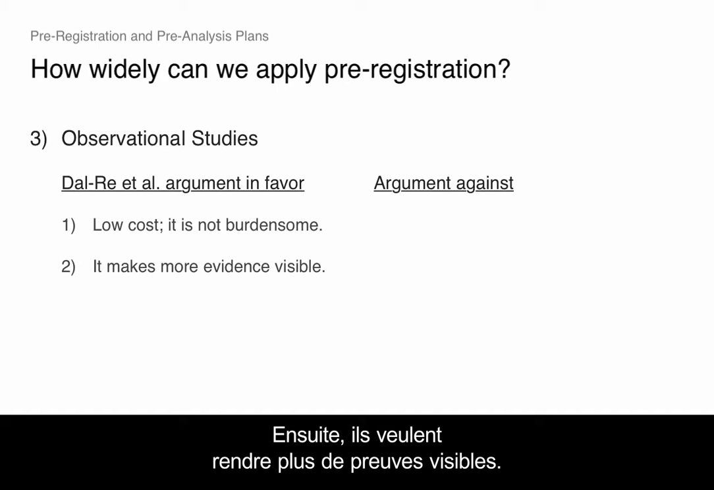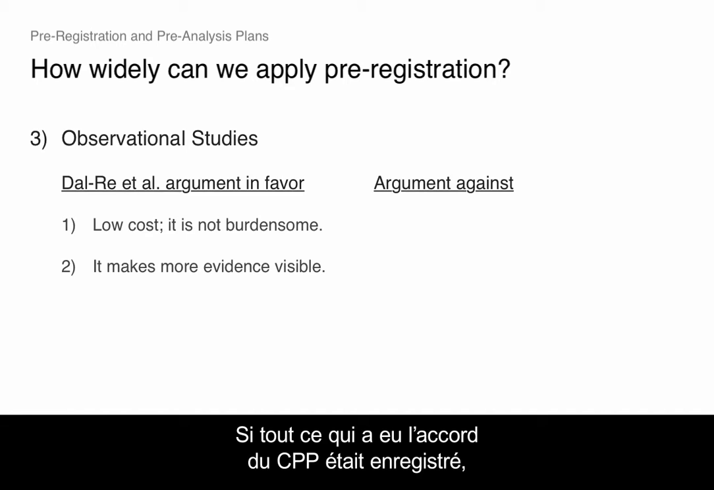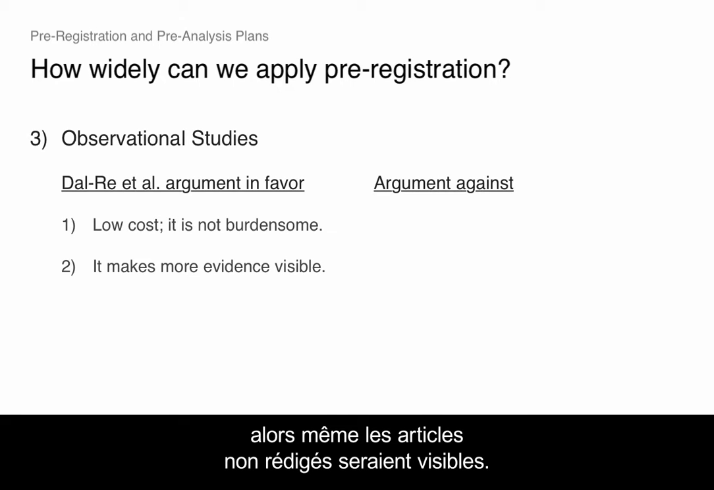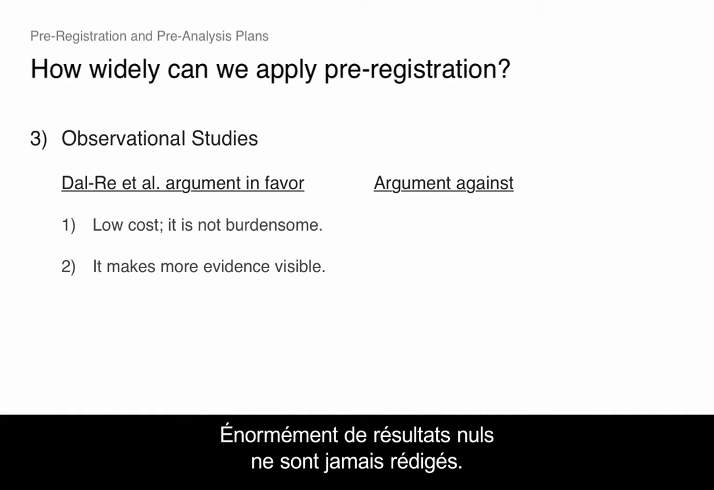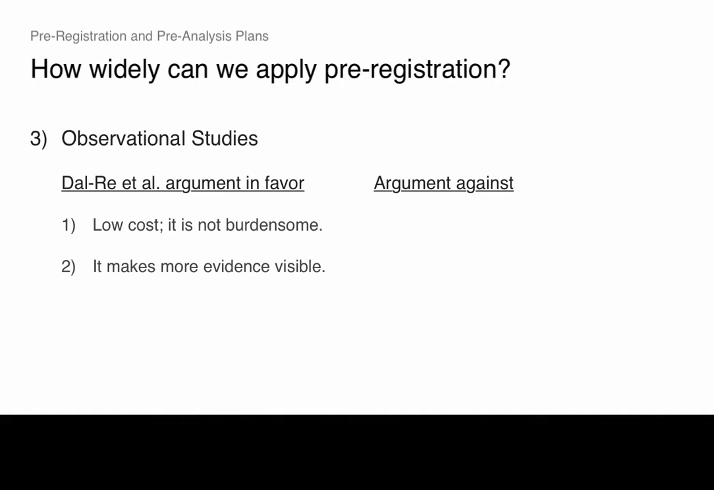Second point, they want to make more evidence visible. If everything that got IRB approval got registered, then even papers that weren't written up would be visible. Huge fractions of null results are never written up. So like, hey, we don't want that. You plan to do this analysis.